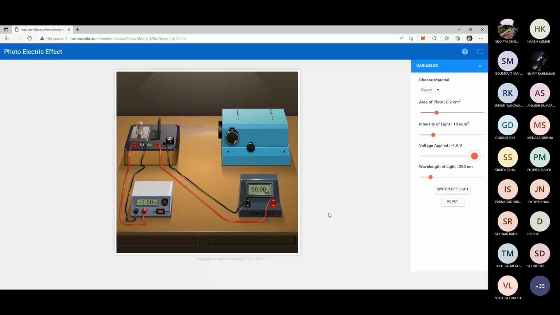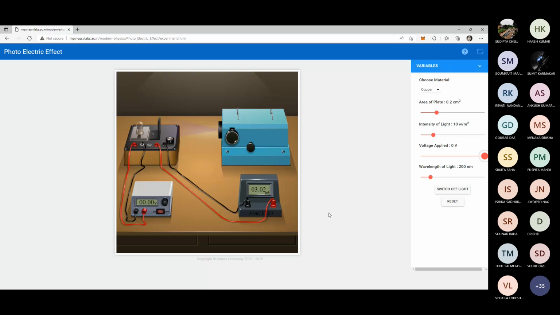So this 1.6 volt is the stopping potential, and the wavelength is 200 nanometer. Now at 0 voltage, you see your current is 3.2 microampere.